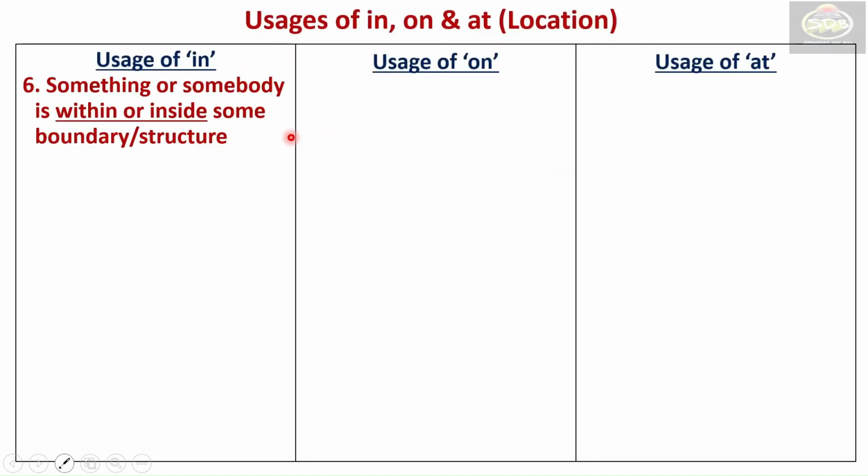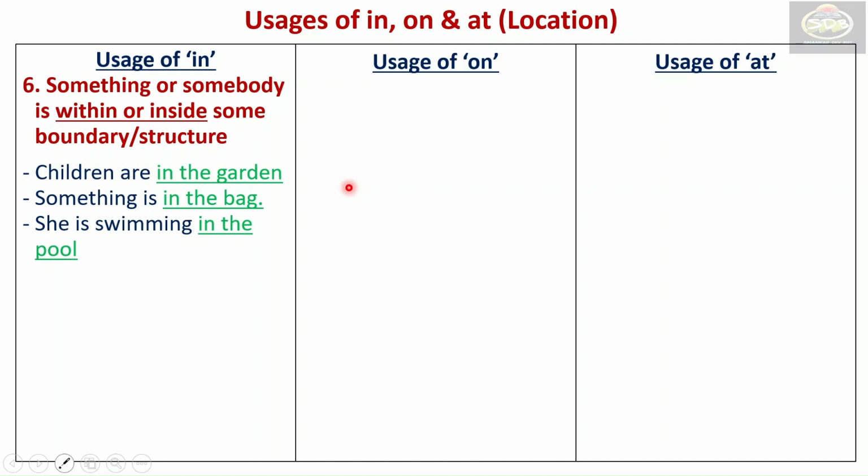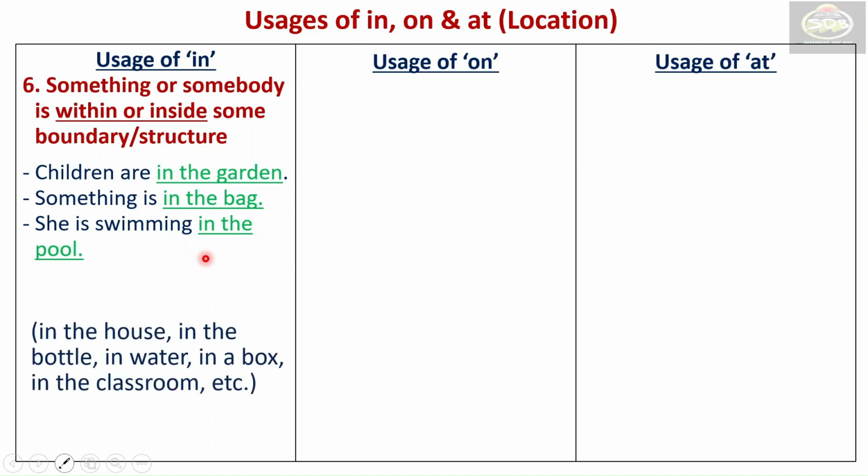We use "in" with something or somebody that is within or inside some boundary or structure. That means inside or within. Example: children are in the garden, within the boundary of the garden. Something is in the bag, inside the bag. She is swimming in the pool. More examples: in the house, in the bottle, in water, in a box, in the classroom, etc.